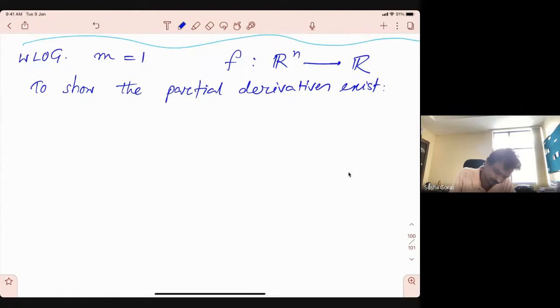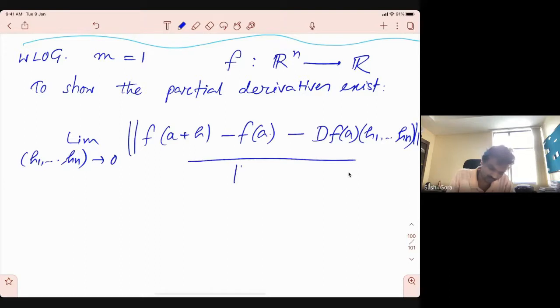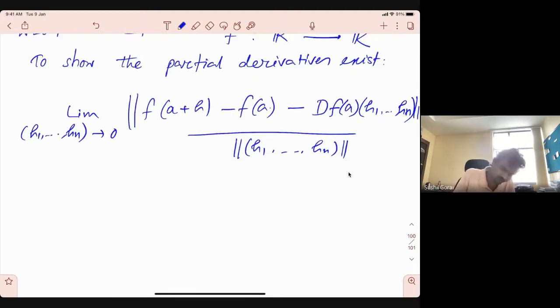this means we already have this limit as h tends to 0, or here I should say (h1, h2, ..., hn) tends to 0. This is in Rn: f of a plus h minus f of a minus lambda, which is nothing but df at a applied to (h1, h2, ..., hn), divided by the norm of (h1, h2, ..., hn). Right?